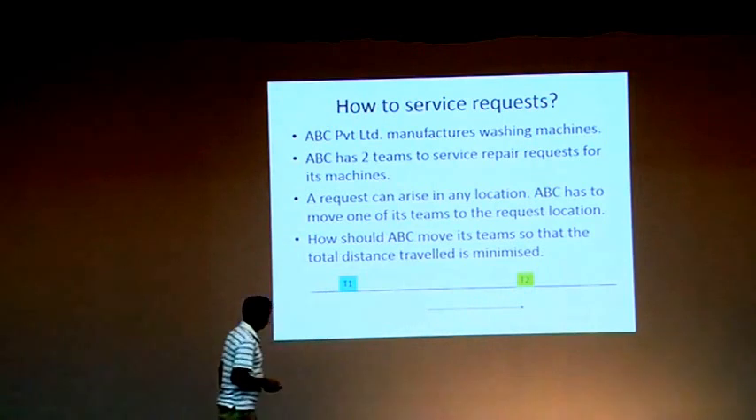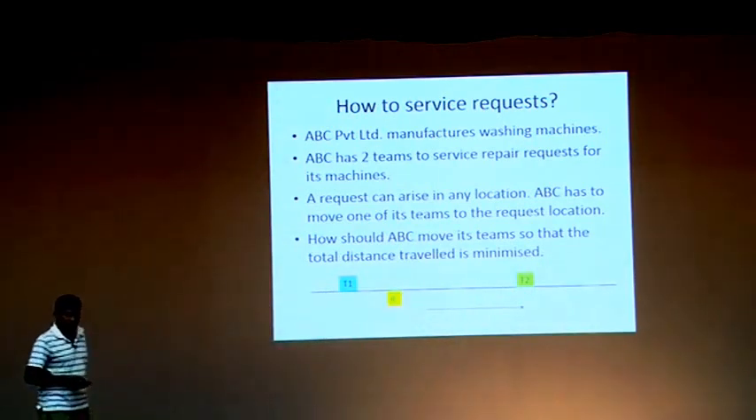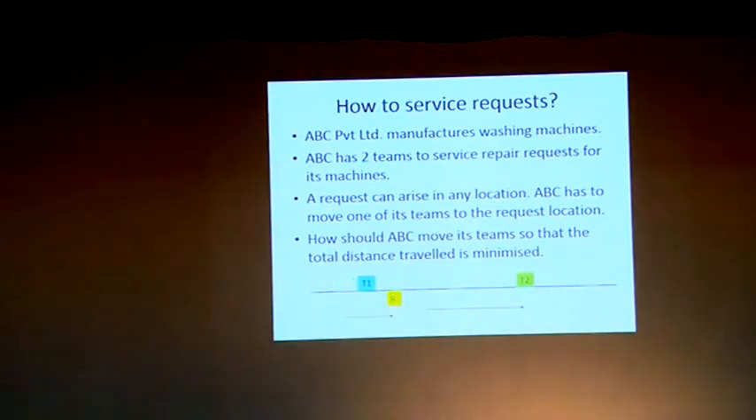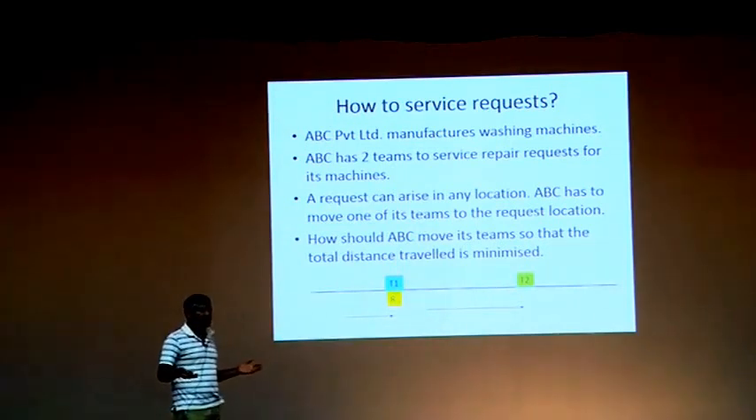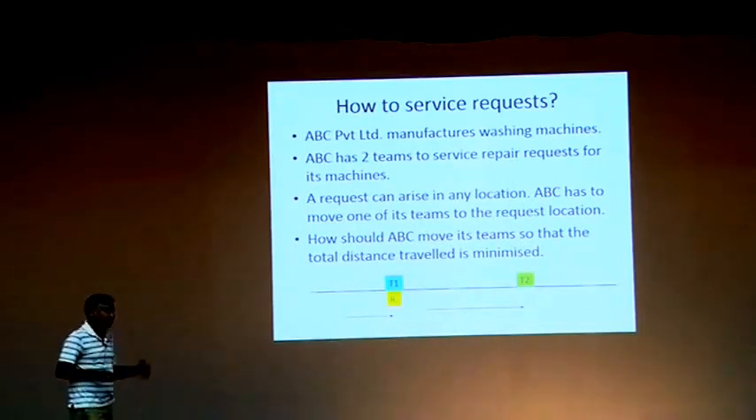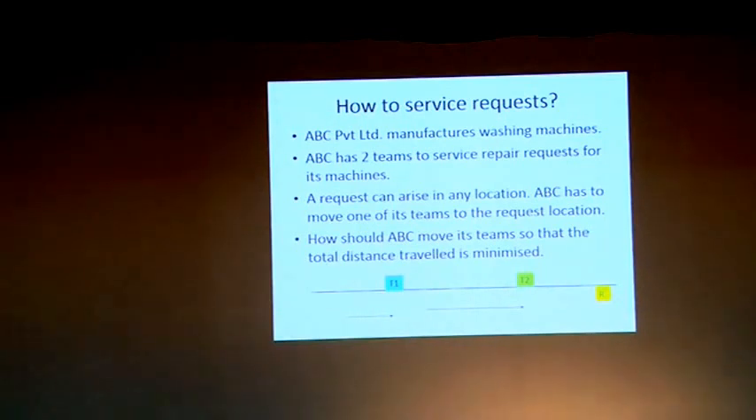Okay, good. Now another request comes. Well, it makes sense to send T1 there. Let's do that. And the arrows are showing the total distance that my teams have traveled. So essentially, the sum of the lengths of the arrows is going to be my measure of how well I've done. Okay, another request arrives there. I should send one of these 2 teams. Let's say I decide to send T1 to service that request.